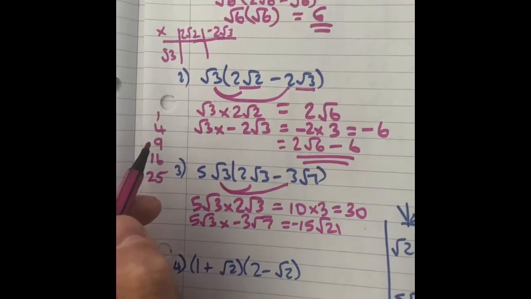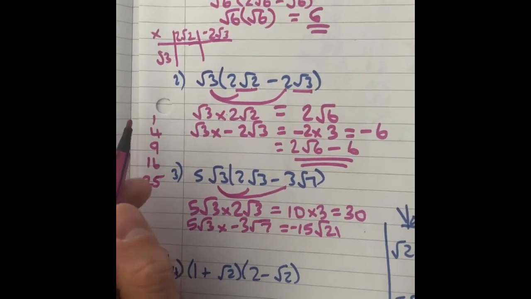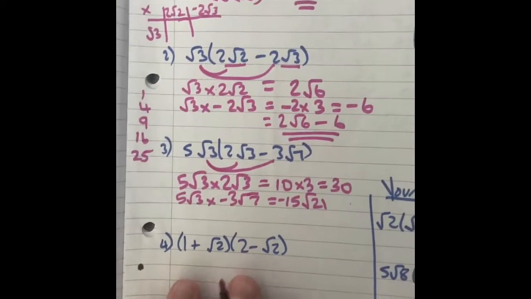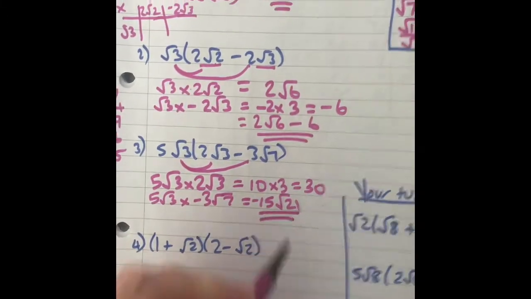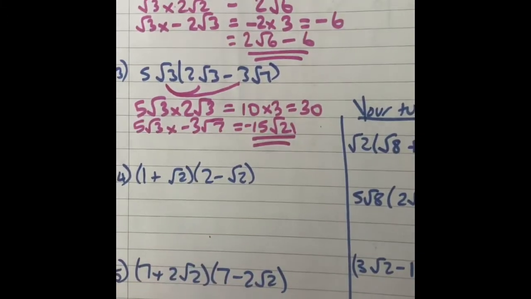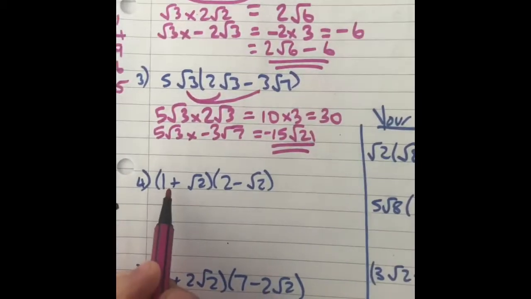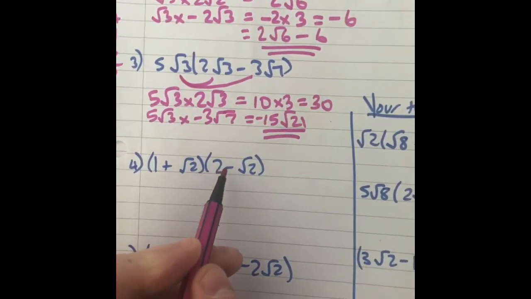Right, so none of them go in. 9 doesn't go in either. So that's the final answer for that question. Right, next one. 1 plus root 2 times 2 minus root 2.